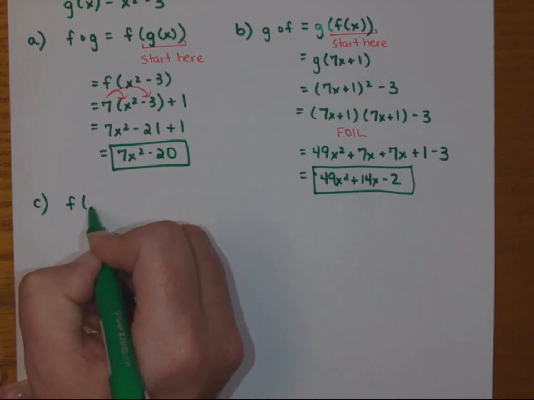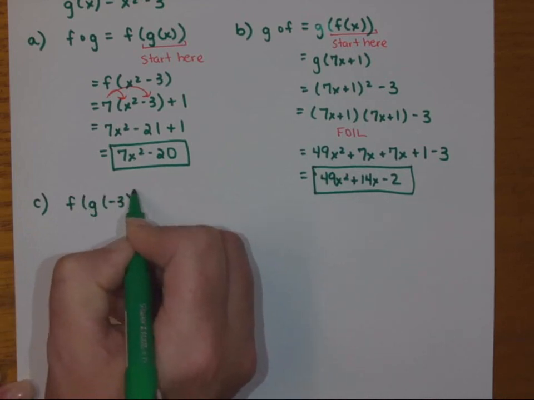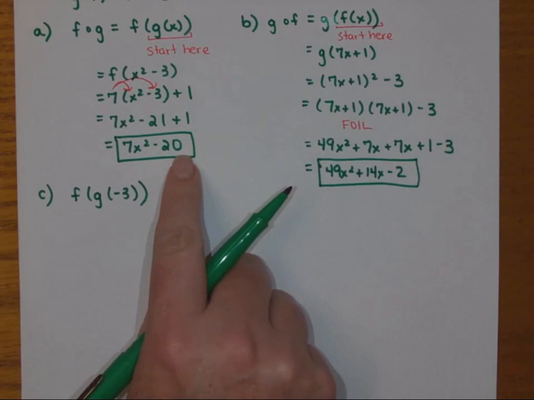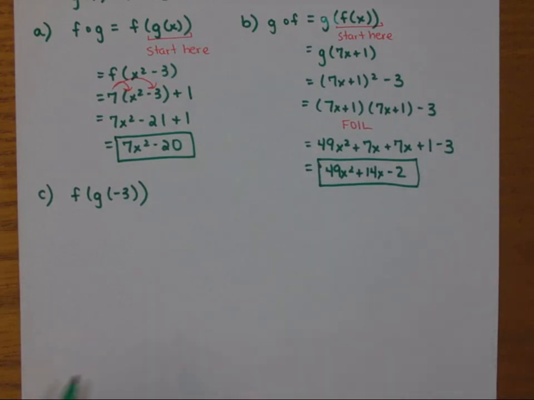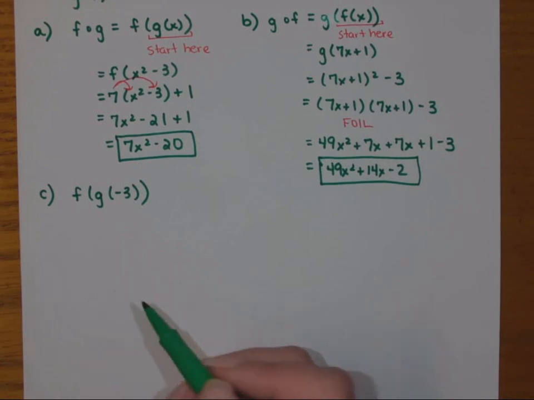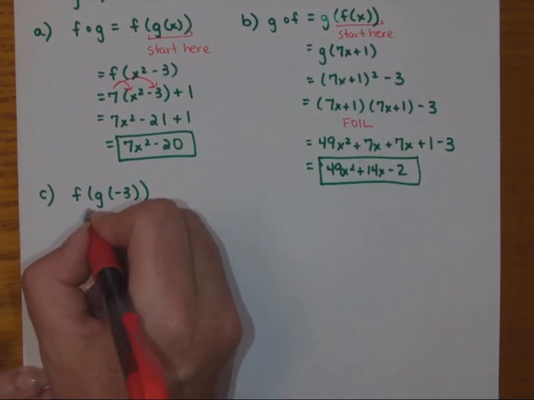And then lastly, let's find f of g of negative 3. Now one thing you could do, if you already know f of g, you can just go plug it in here. But I'm going to pretend like we don't know it, because maybe I might give you one on the test where you don't have to find the equation. And in this case, you're still going to start here.